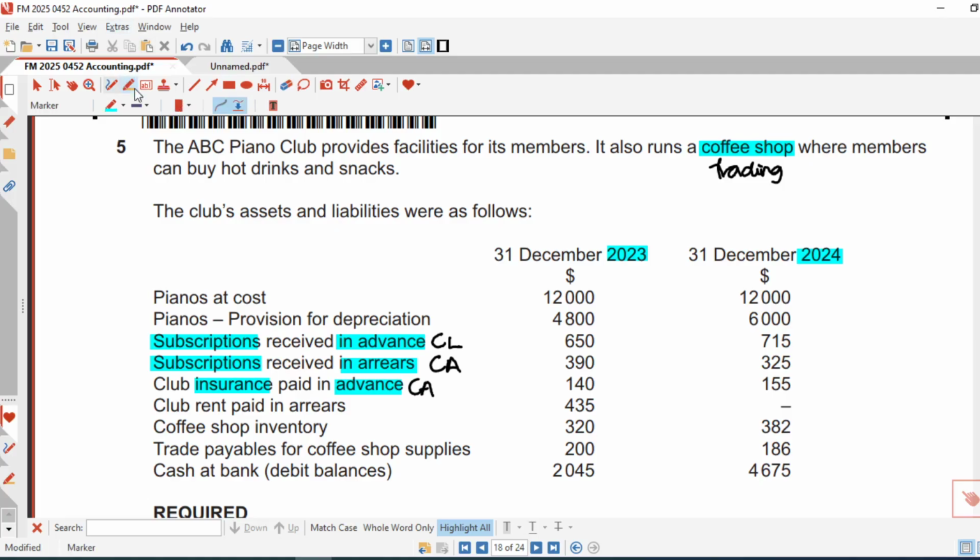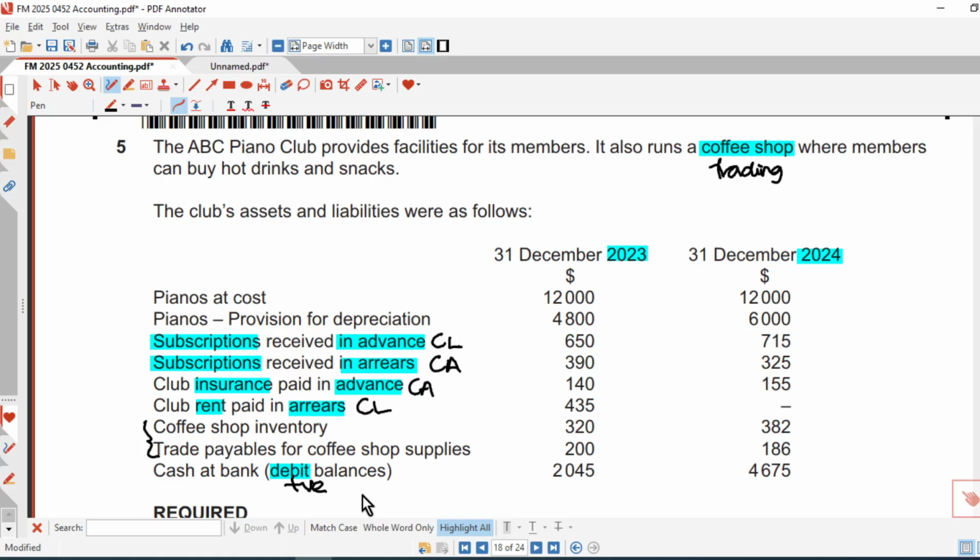Then, of course, we have club rent paid in arrears. So rental has been incurred, you have not paid it, it becomes your liability. Then we have our coffee shop inventory, so that will relate to the coffee shop. Trade payables for coffee shop supplies, again related to the coffee shop. And finally, you have your cash at bank, and these are debit balances, so they are actually positive. You have money.